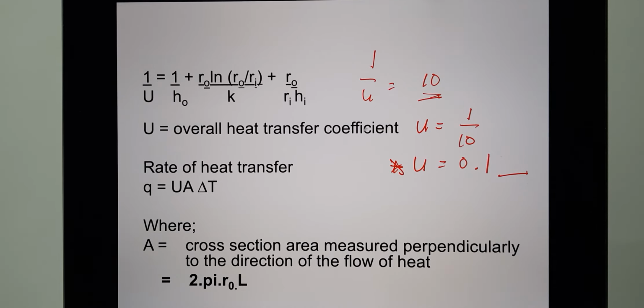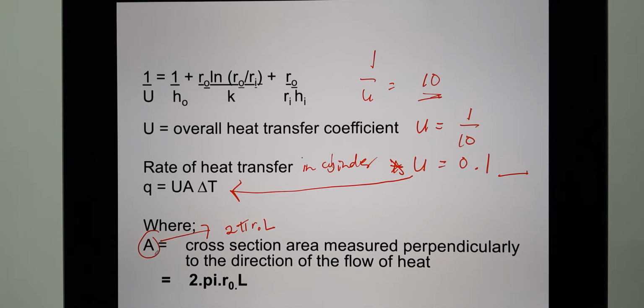U is the overall heat transfer coefficient, because when you are able to calculate U, you can plug this value into the equation Q = UAΔT. This is how you calculate the rate of heat transfer in a cylinder. A is the cross-sectional area measured perpendicularly to the direction of the flow of heat, whereby you need to use A = 2πR_0 L. L is the length, the unit is in meters.